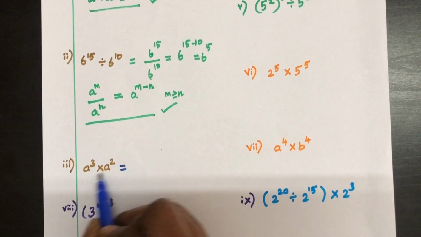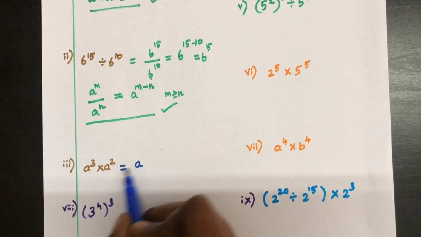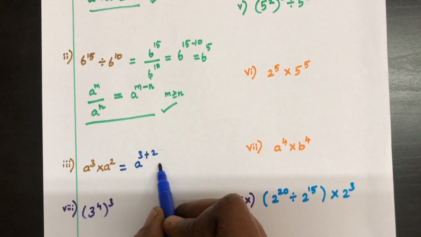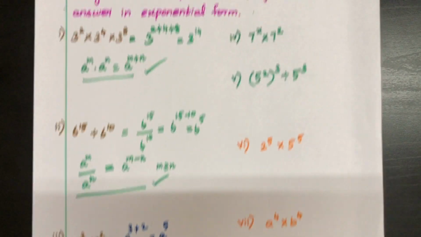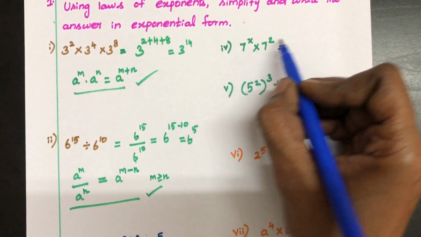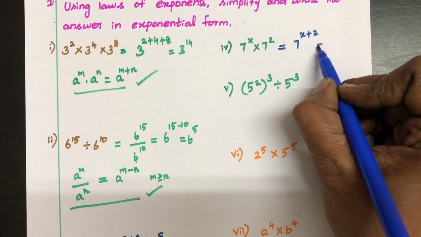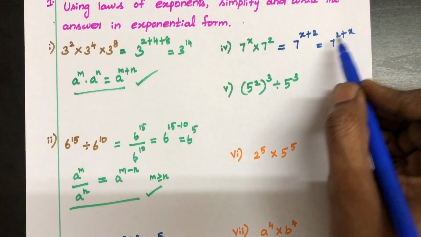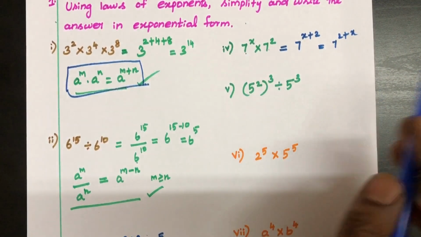Third question, a cube and a power 2. So bases are equal, which means we can add the powers. a power 3 plus 2. This is a power 5. Now fourth question. See, 7 is the base, right? So 7 power x plus 2 or 7 power 2 plus x, whatever, we can write like this also. If the bases are equal, we can add the powers, that's all.